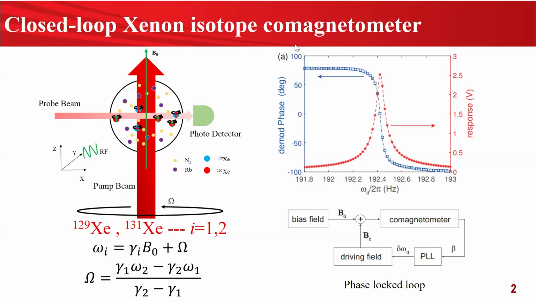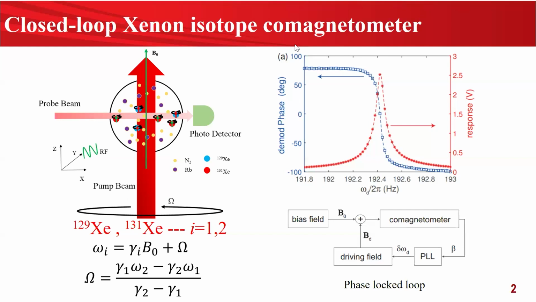And we can reach a closed loop operation by sending the phase results to a phase locked loop, where the phase beta is set to 0, and we use the feedback signal to control the frequency of the driving field. In this way, the driving field frequency will always be on resonance.